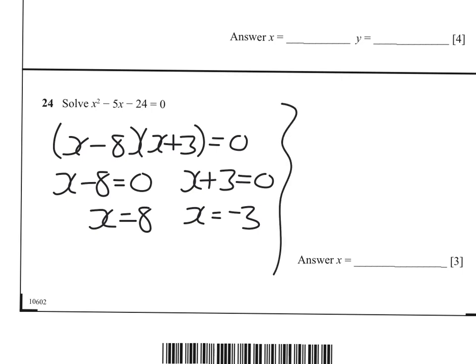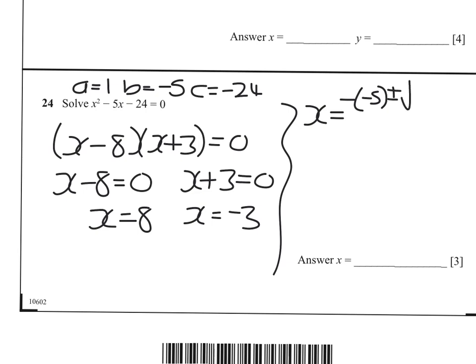Quadratic formula is on the formula sheet, so x equals, and we've got to have an a, which is 1, b is minus 5, and c is minus 24. x equals minus b plus or minus the square root of b squared minus 4ac, all over 2a. Need to be careful here with your signs in your calculator. Now you put those into the calculator and we get 8 and minus 3, so either way we're getting the same answer.